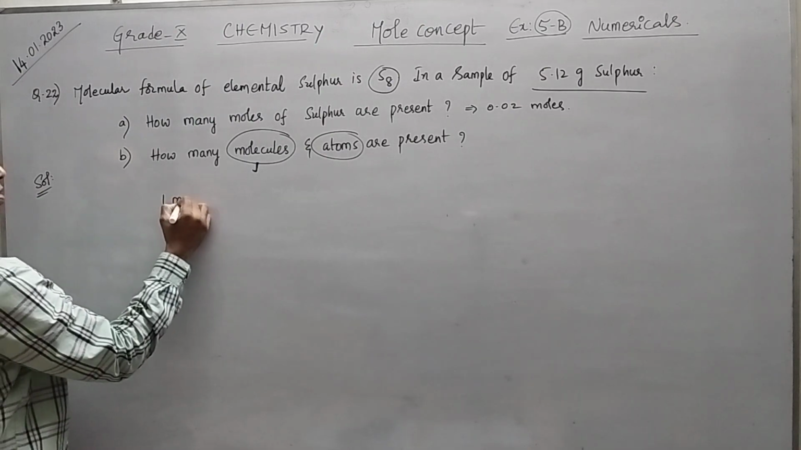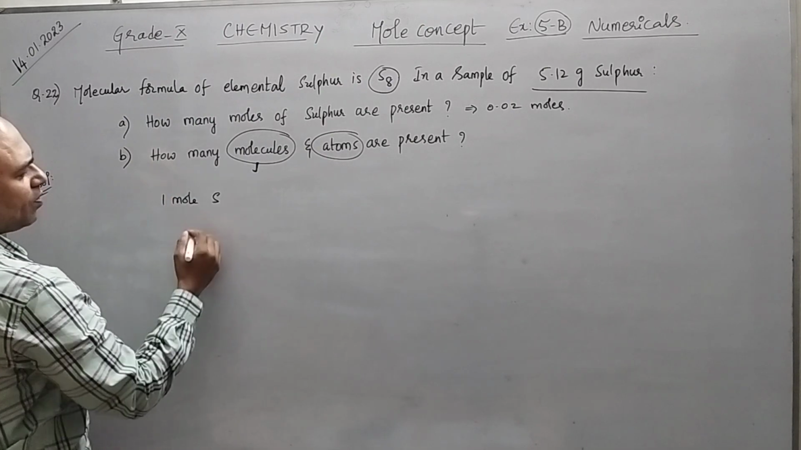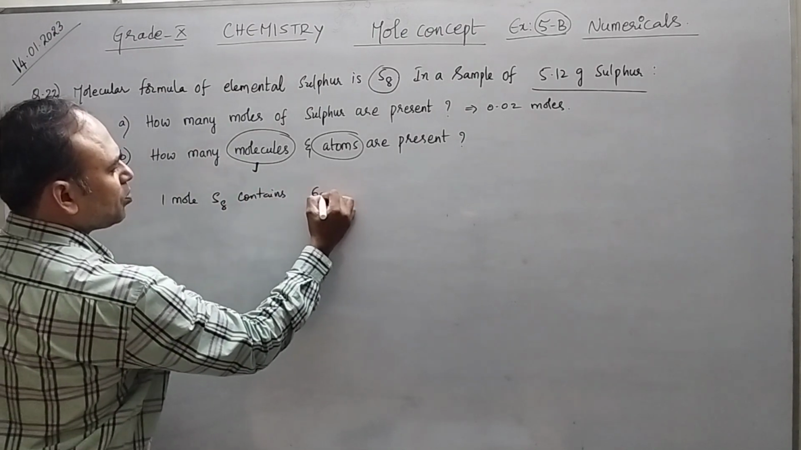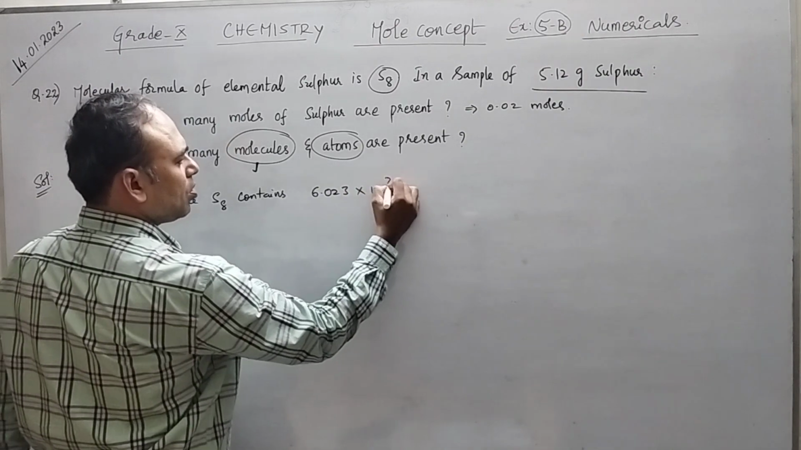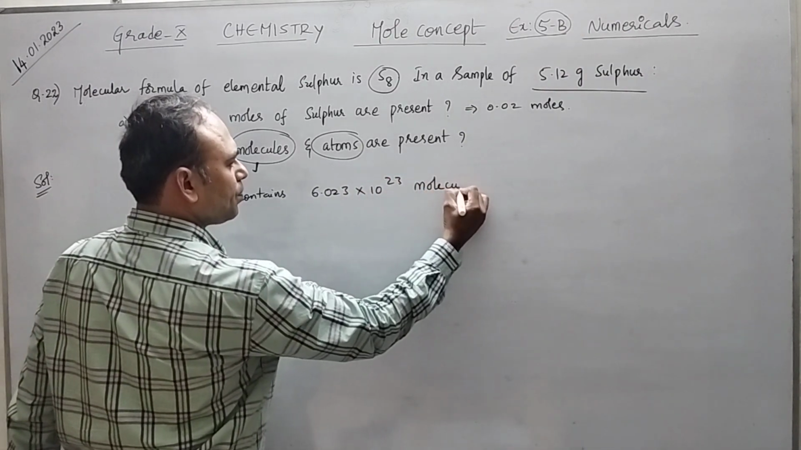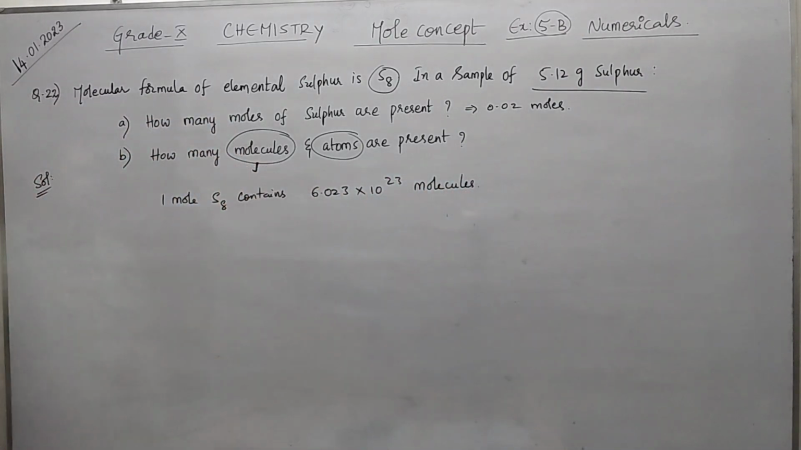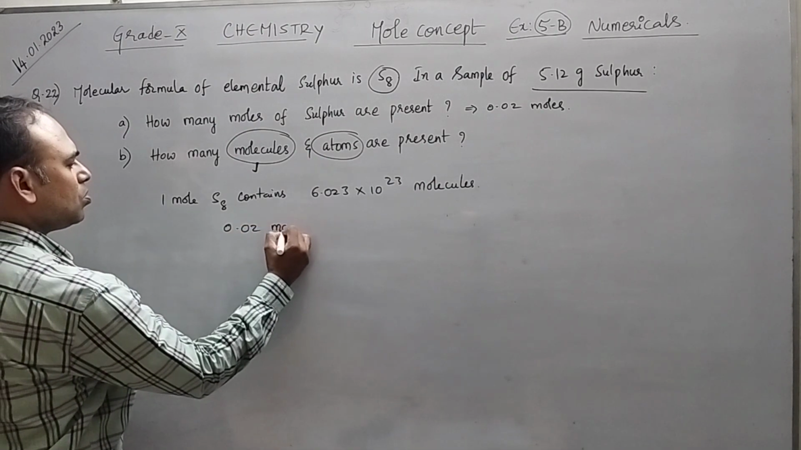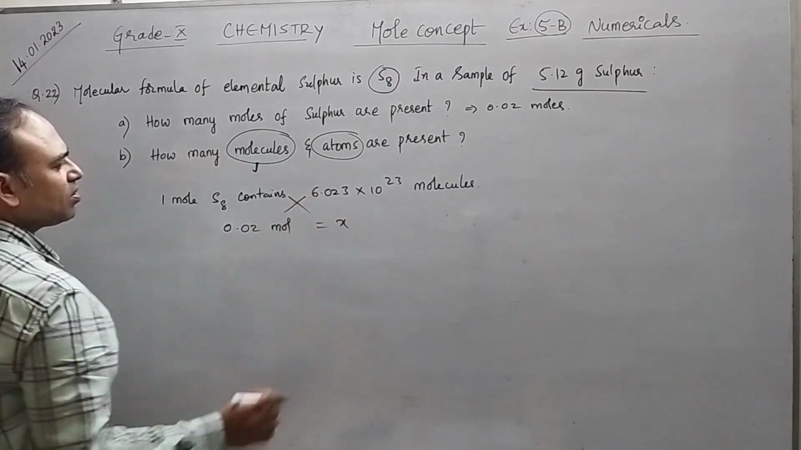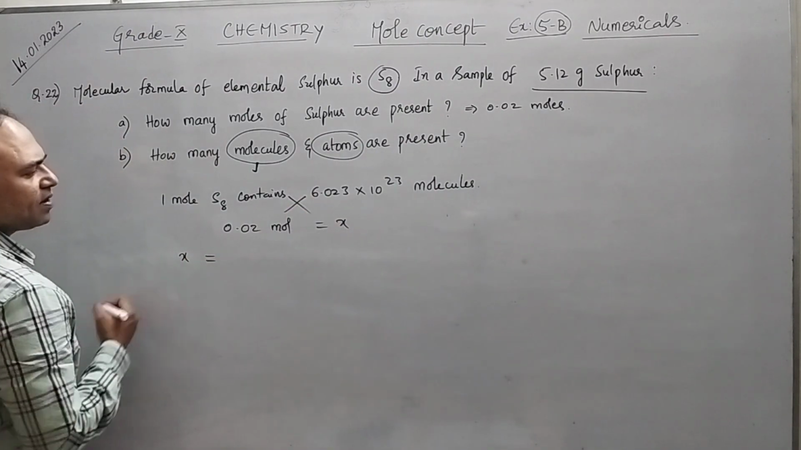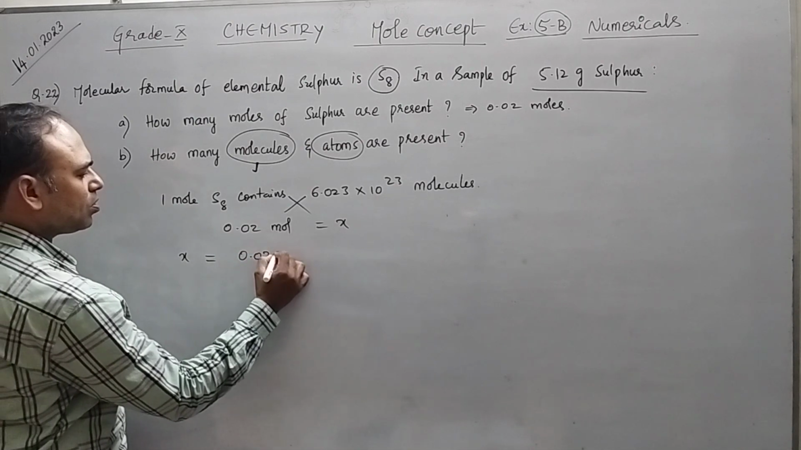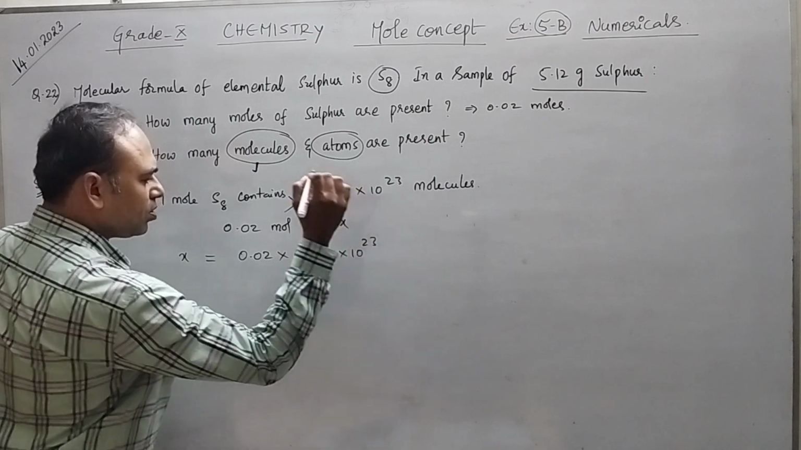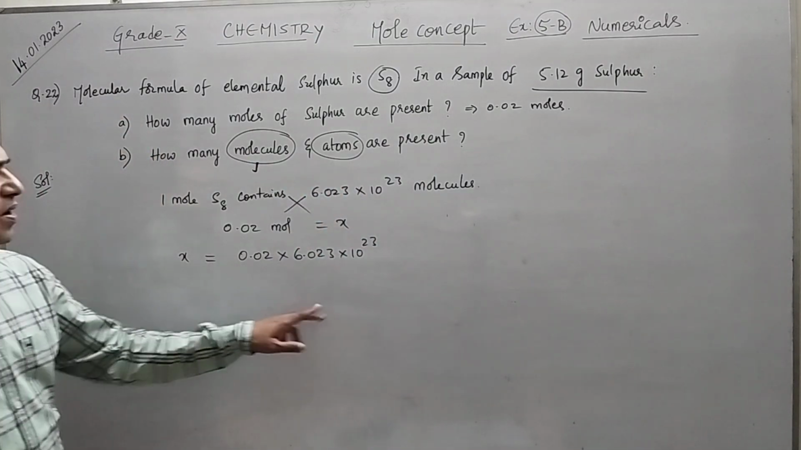Now 1 mole of S8 contains 6.023 into 10 to the power of 23 molecules. First we are calculating molecules, so I have written the molecules. How many moles you have? 0.02 moles. Take it as x. Cross multiply, what we get? x is equal to 0.02 into 6.023 into 10 to the power of 23. So this should be your number of molecules.